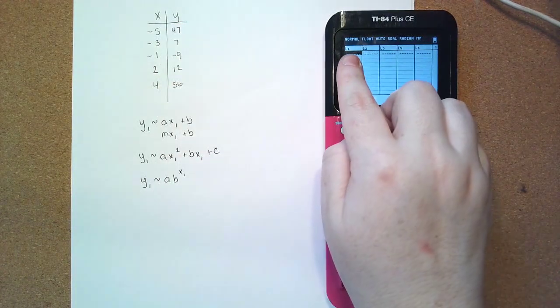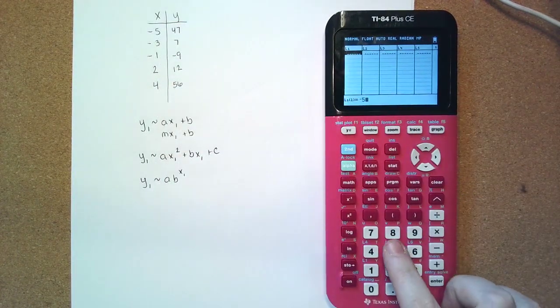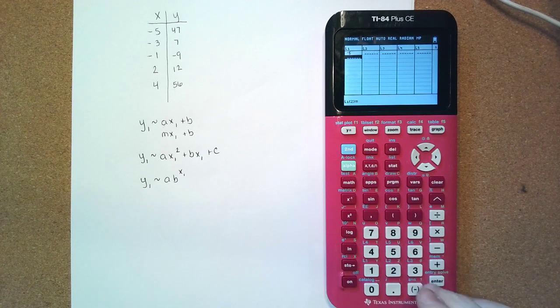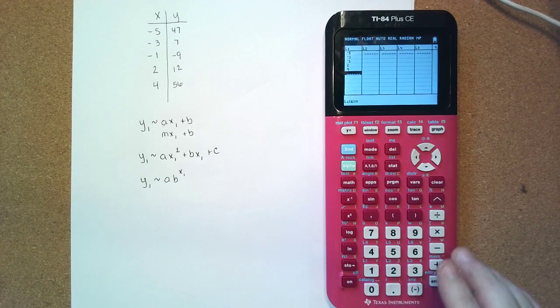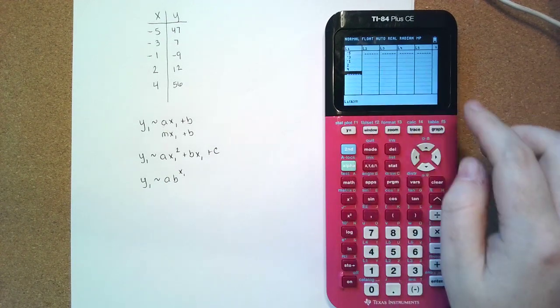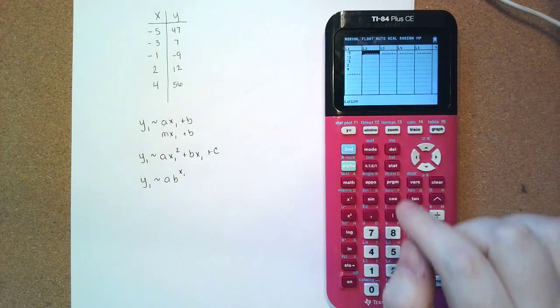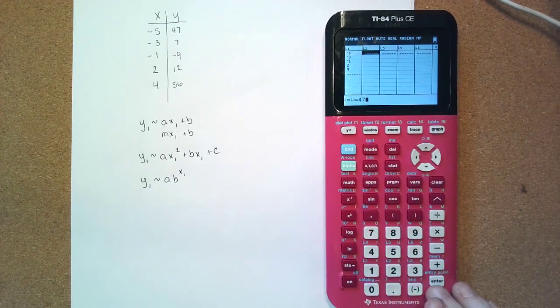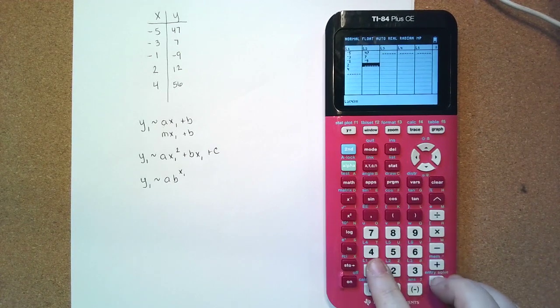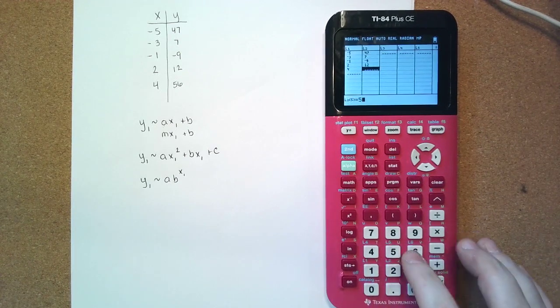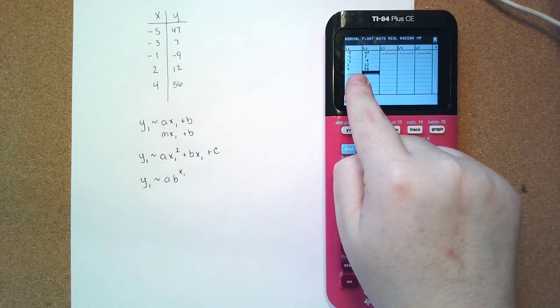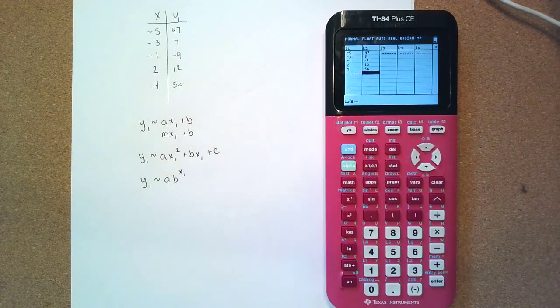So I'm going to type in my x's at -5, and I'm going to press enter, and it goes down. -3, enter. -1, enter. 2, enter. 4, enter. Now I'm going to go over to the L sub 2 for the y's, and it goes back up to the top for you. It says 47, enter. 7, enter. -9, enter. 12, enter. And 56, enter. Making sure that we have the same amount of x's as we do y's.